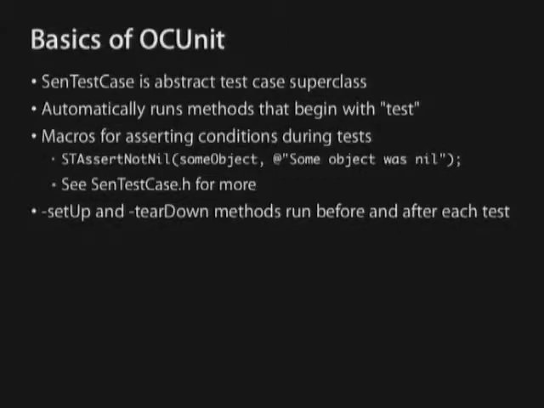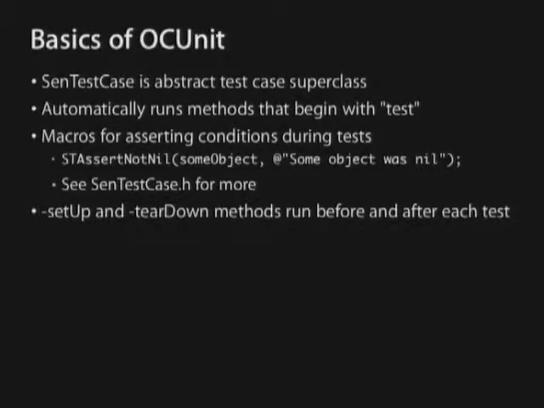And then there are some macros that are part of OCUnit for asserting various things. If you want to make sure that something is not nil, maybe you're expecting an object back from a method, and you want to make sure that it's not nil, you can say st_assert not nil, and you pass it some object, and you can pass an optional logging message to give you a better idea of what happened when you're looking at the test output.